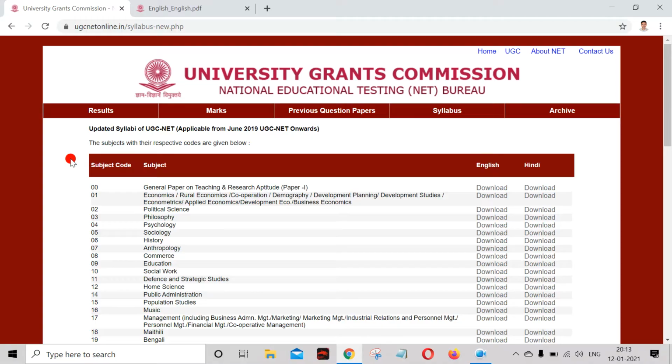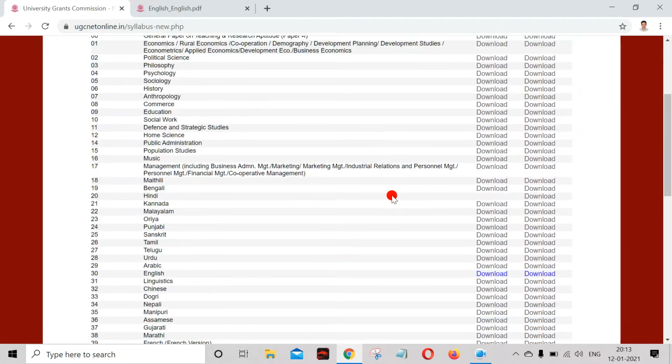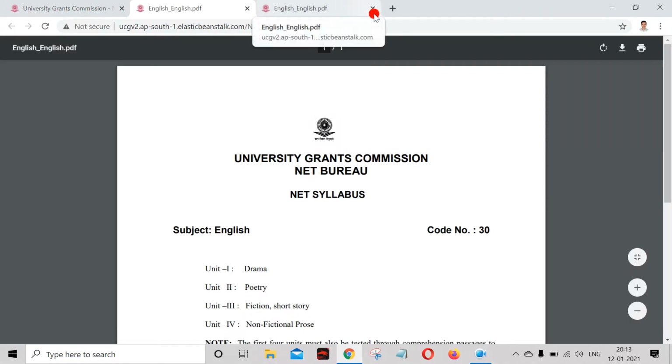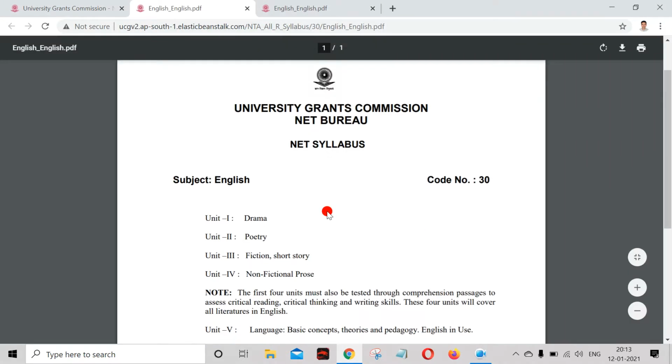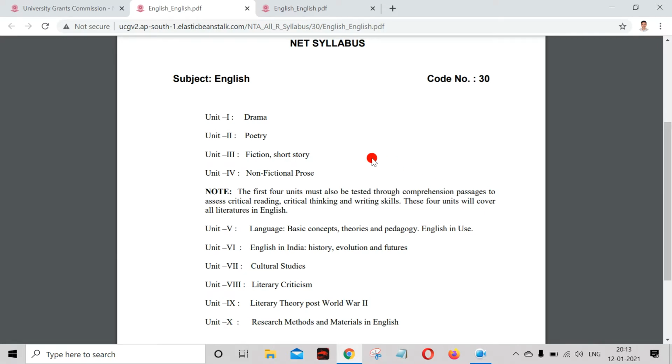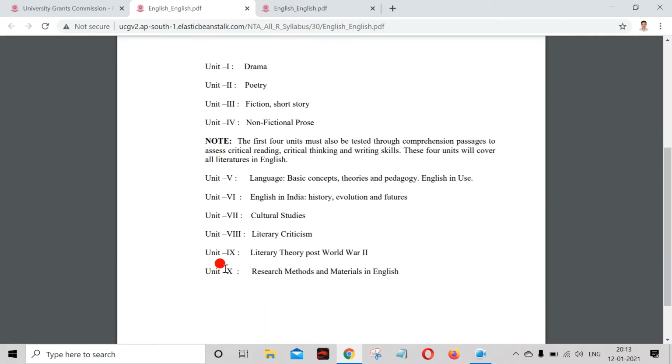So let's start. Students, here I picked this syllabus from ugcnetonline.in, an official website of the University Grants Commission, where we have the National Eligibility Testing Bureau. Here you can see the number 30, and here you can find the syllabus. It is the University Grants Commission NET Bureau, and we have the syllabus of English, and its code number is 30. Now if you look at this syllabus, you will find there are 10 units in it.